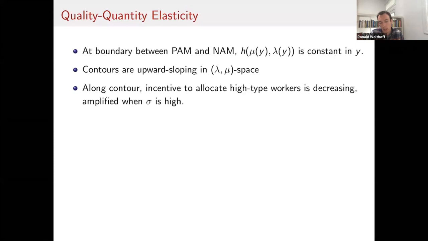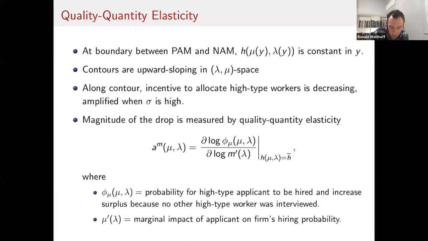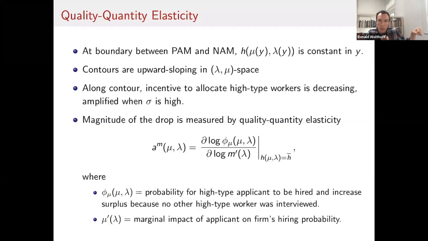Now, it turns out that to quantify this, the object that is relevant is this elasticity here. It's the elasticity of phi mu, the partial derivative of phi with respect to mu, with respect to m prime. Let me talk you a little bit through what that is. Phi mu is the probability for a high type applicant to be hired and increase surplus because there was no other high type that was being interviewed. So it's the probability that he was the only high type being interviewed. Whenever a firm interviews multiple high type workers, the other ones beyond the first don't increase surplus. If they hadn't been there, the firm would have still hired a high type.